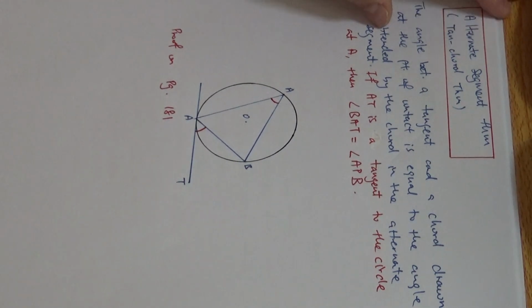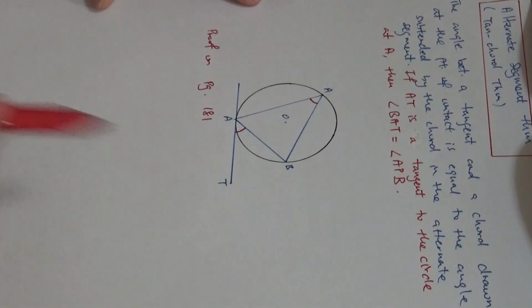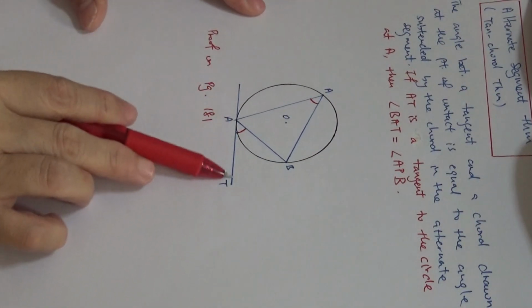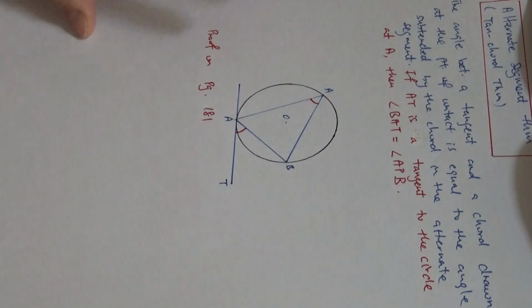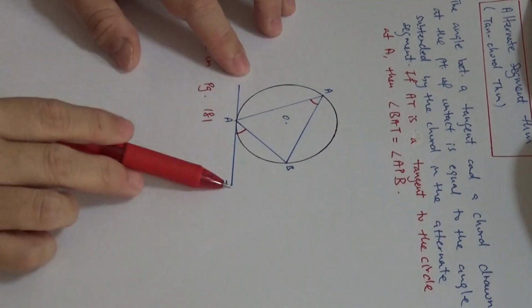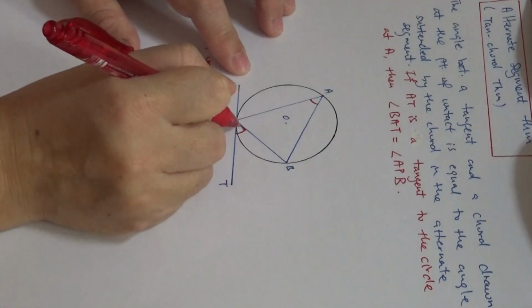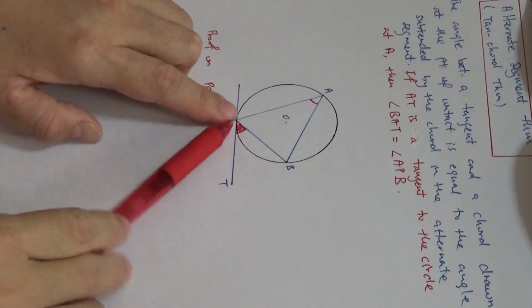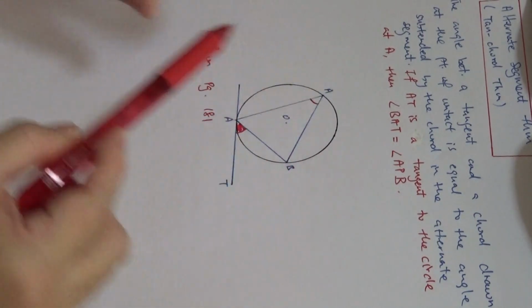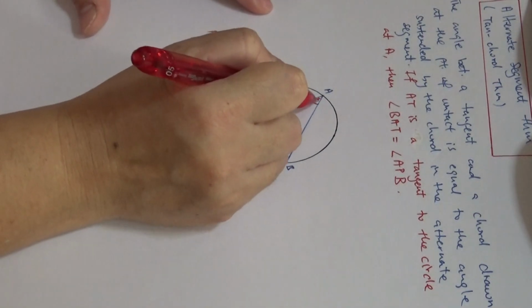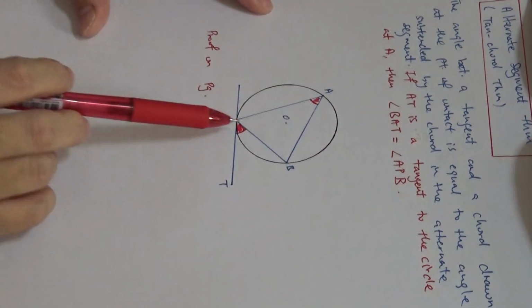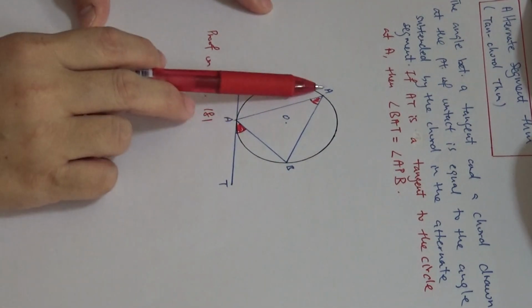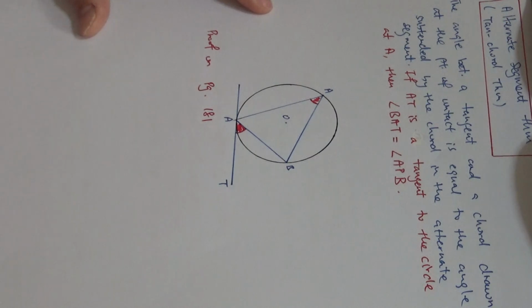Now I'm going to explain what this alternate segment theorem is. Can you see this is a tangent, this is a chord. This will be the angle formed by the tangent and the chord. Now, can you see that from this chord, I project this way? This is another angle here. What it means is these two angles are the same. It's called the alternate segment theorem.